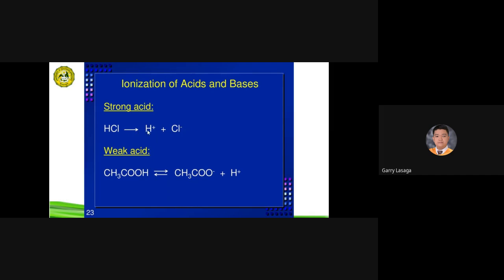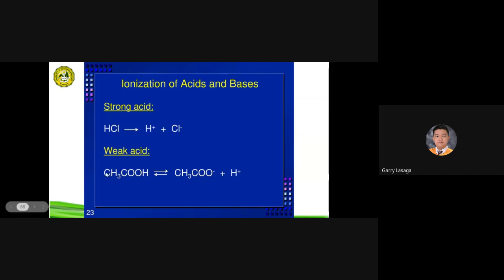So when it is placed in water, of course, this will be a hydronium ion, and this will be the chloride ion. So this will serve as our conjugate base. Take note of the arrow here. This is a yield symbol, meaning that the reaction is complete and the compound completely dissociates in solution.